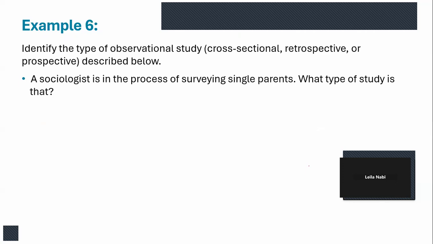The next example is to identify the type of observational study, whether it's cross-sectional, retrospective, or prospective. It says a sociologist is in the process of surveying single parents. What type of study is that? Okay, the process of surveying single parents will be occurring at one point in time, which means it's cross-sectional.